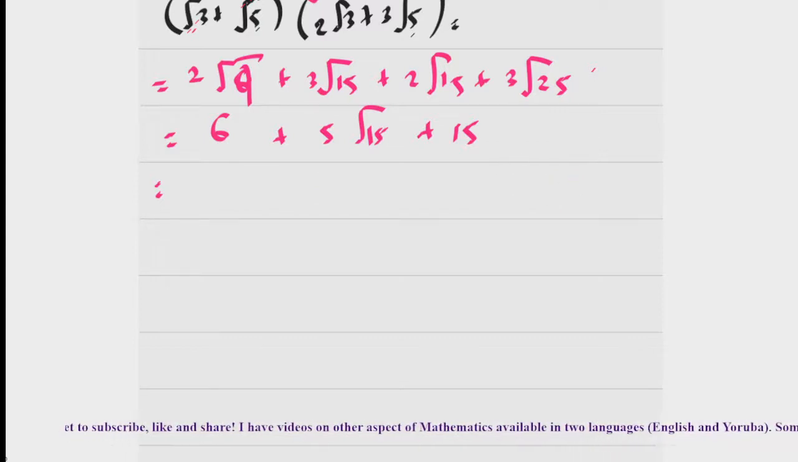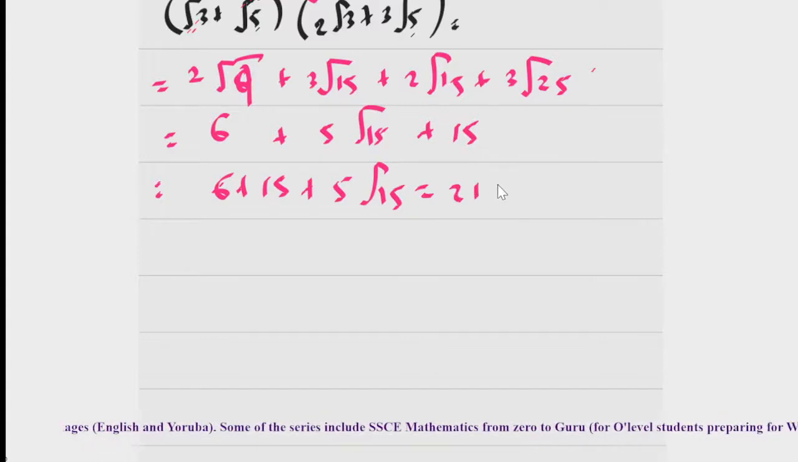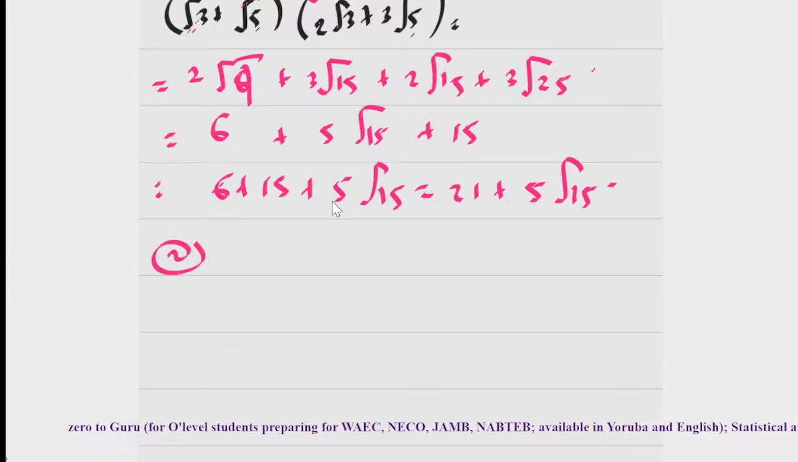So if you simplify further, what am I going to have? If you collect the like terms, this is 6 plus 15 plus 5 root 15. That's 21 plus 5 root 15. So 21 plus 5 root 15. That's that. Let me give you another example.